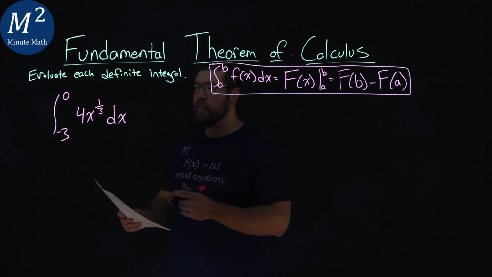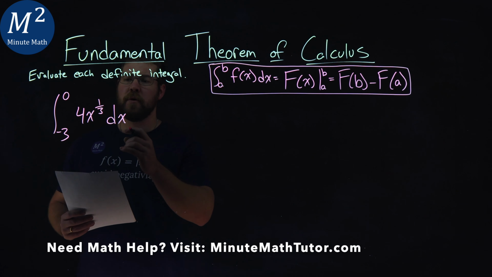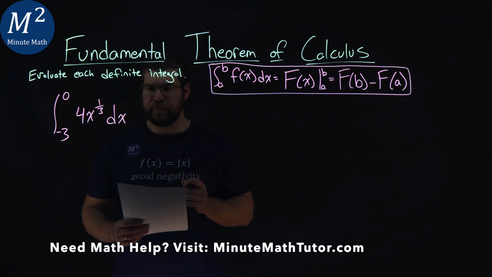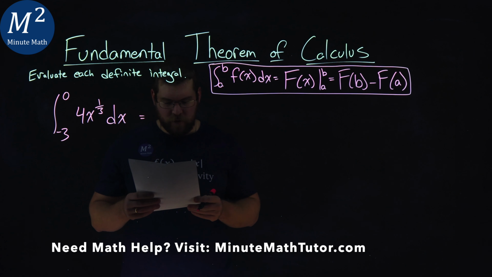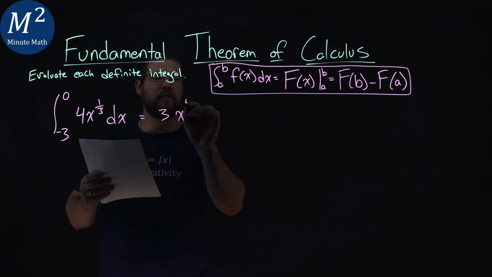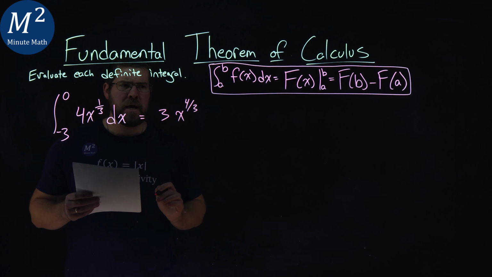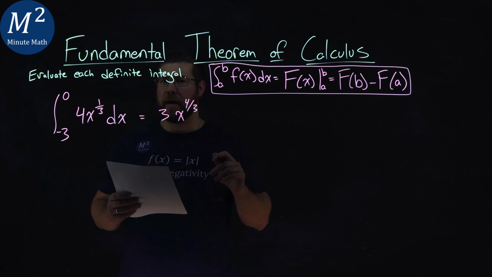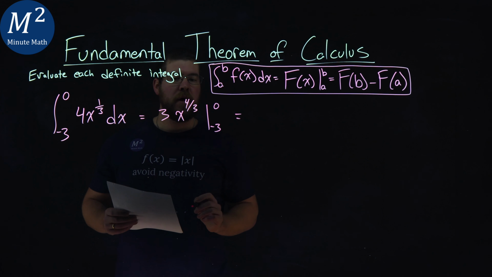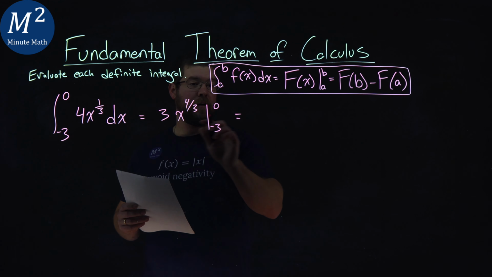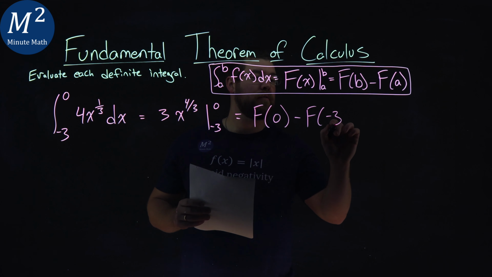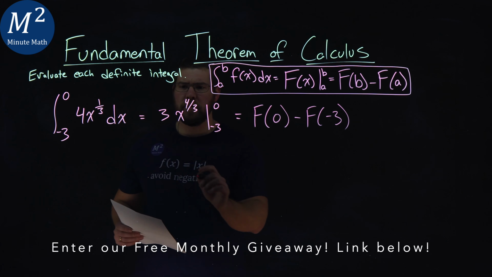We're given this problem right here, the integral from -3 to 0 of 4x to the 1/3 power dx, and we have to evaluate this definite integral. Now, we want to find the integral of 4x to the 1/3 power, and that comes out to be 3x to the 4/3 power, to cancel it out. Now, instead of the plus c, since we're using the Fundamental Theorem of Calculus, we're going to integrate this from -3 to 0. And so what this is telling us, this is our capital F. We want to find F of 0 minus F of -3. So let's go do that.